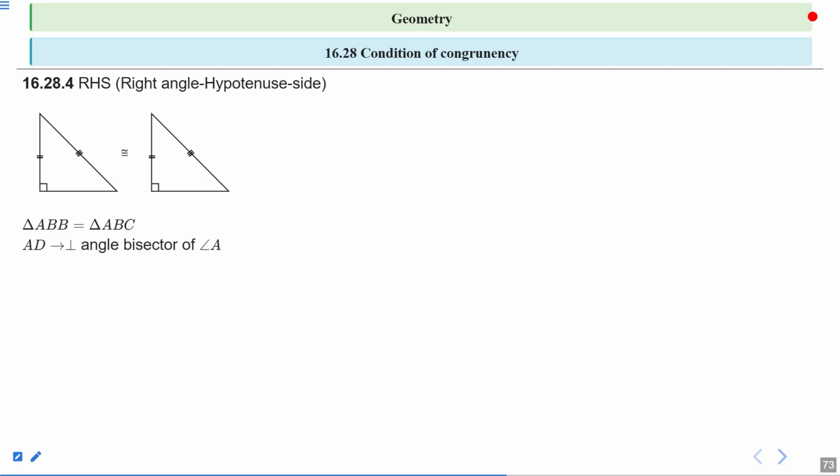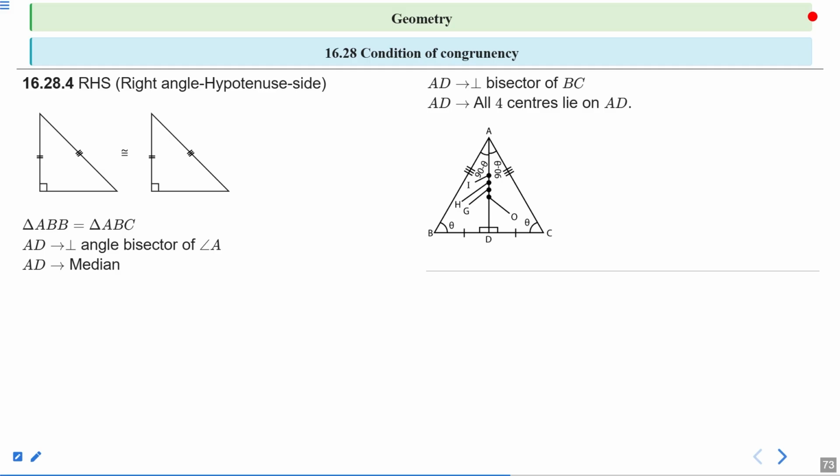AD is perpendicular to BC and the angle bisector of angle A. AD is the median. So AD equals the angle bisector of BC. All four centers lie on AD, and this is the diagram of that AD. On line AD, these are the medians, angle bisectors, perpendicular bisector, and all four centers lie on this altitude AD of the triangle, and we can see this in the diagram. Next one.